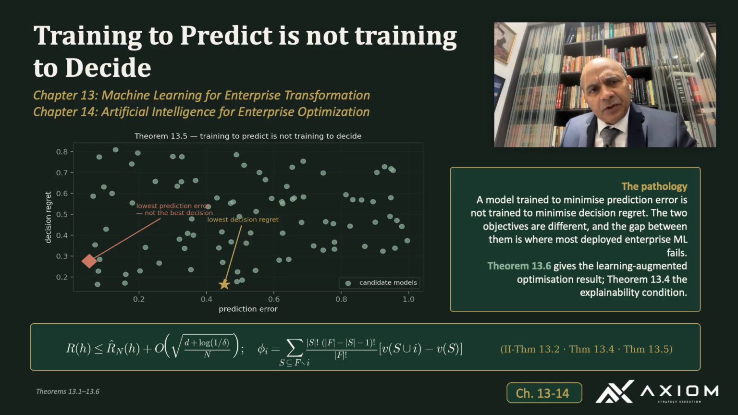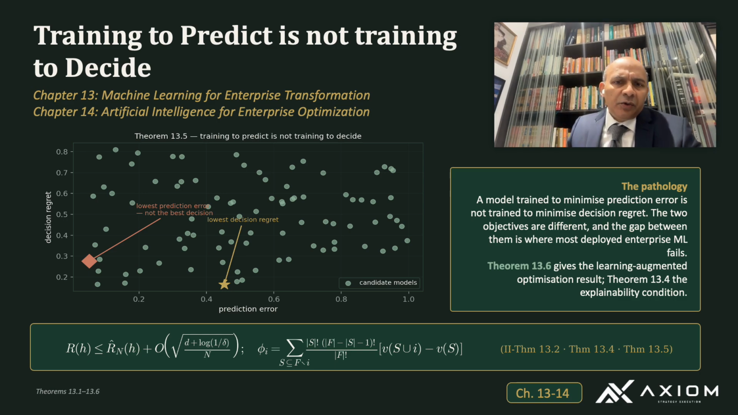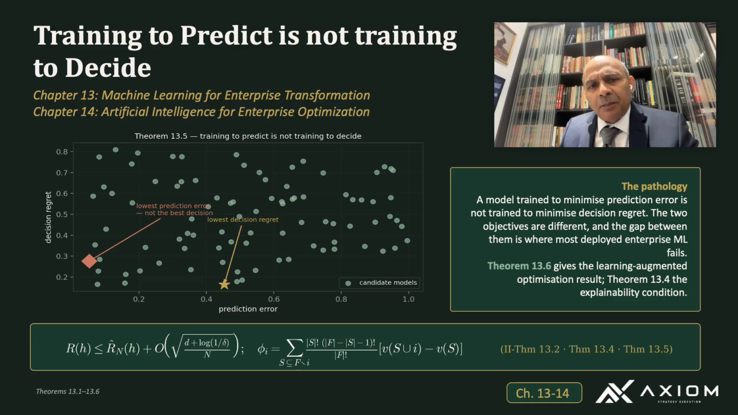Now we move to Chapter 14, which is about reinforcement learning and artificial intelligence. So Theorem 14.1 talks about enterprise value convergence. With bounded rewards and discount factor below 1, the Bellman operators are contractions. So value functions are unique fixed points, value iteration converges geometrically, and a policy greedy with respect to the optimal value function is optimal.